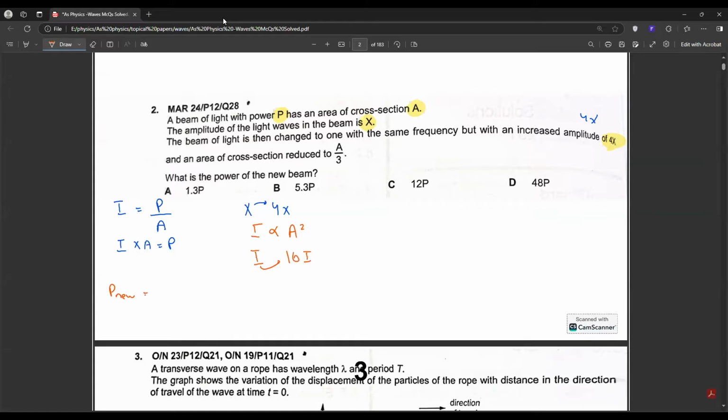Can you calculate the new power now? Yes. In the new power, your intensity is 16I. What has happened to your area? Your area has become A over 3. So we can say 16 upon 3 IA equals the new power. We can replace this IA with power P. What does your new power become? 16 over 3 P, which equals 5.3P. B is your answer. Let's further move ahead.